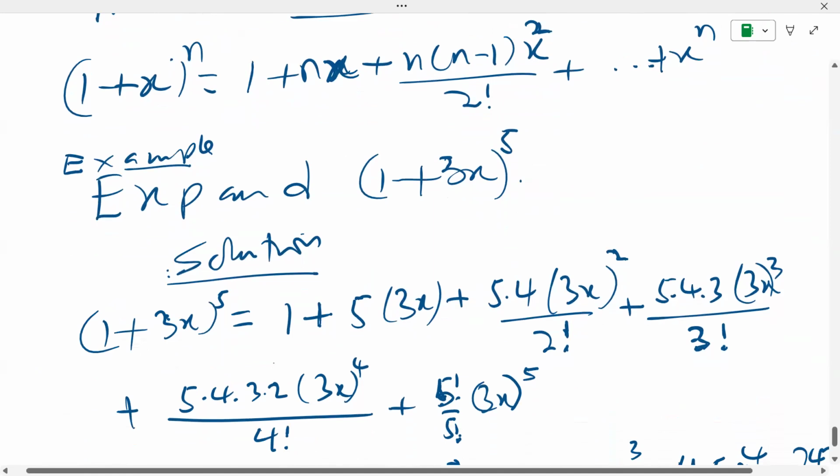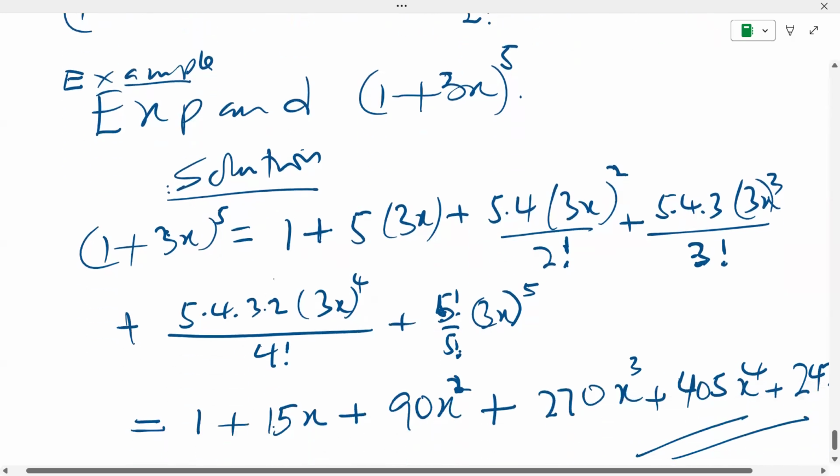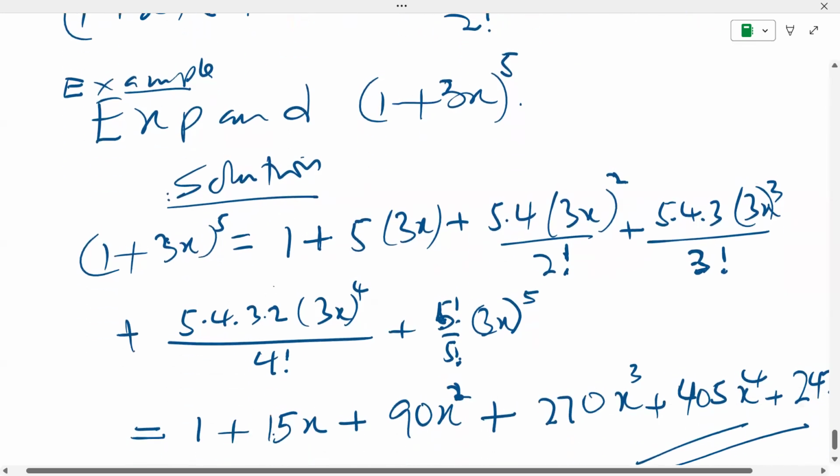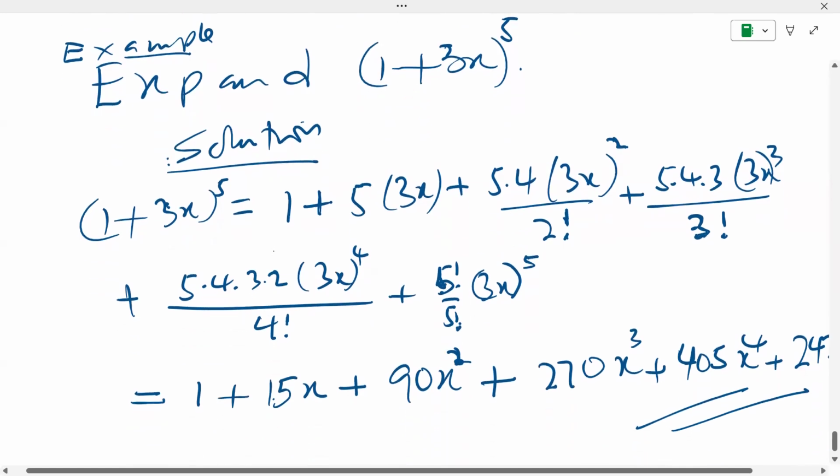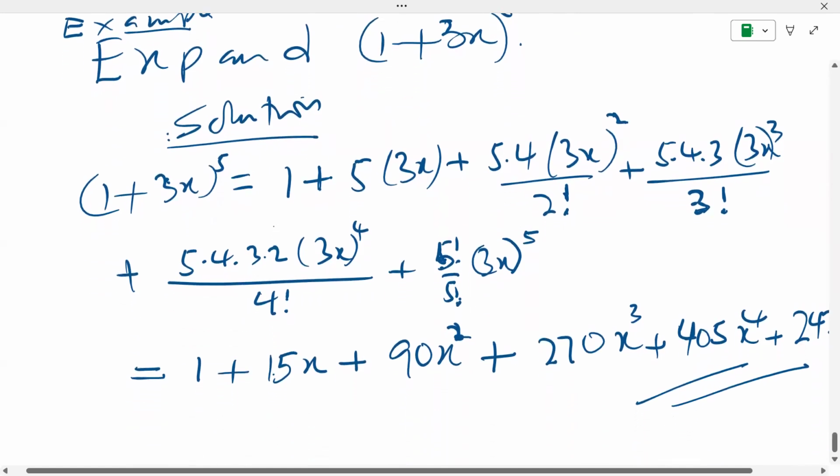Example, expand 1 plus 3x raised to the power 5. So solution. So it will be 1 raised to the power 5. So you just pick the 1. 5 times 3x plus 5 times 4, 3x squared over 2 factorial, 5 times 4 times 3, 3x cubed over 3 factorial, 5 times 4 times 3 times 2, 3x all raised to the power 4 over 4 factorial, and then 5 factorial over 5 factorial, 3x all raised to the power 5.